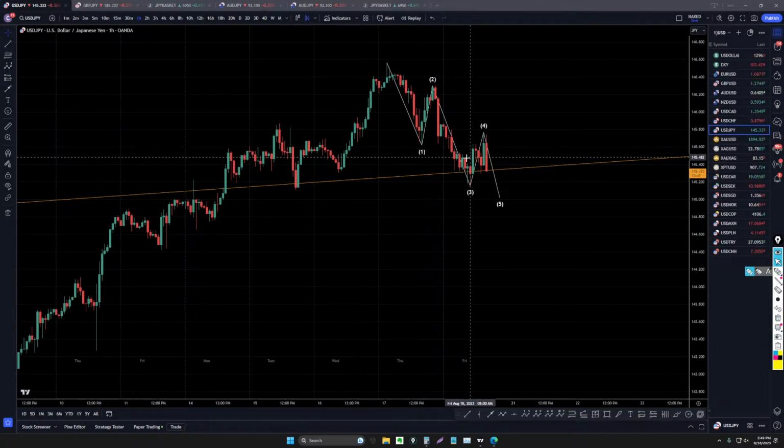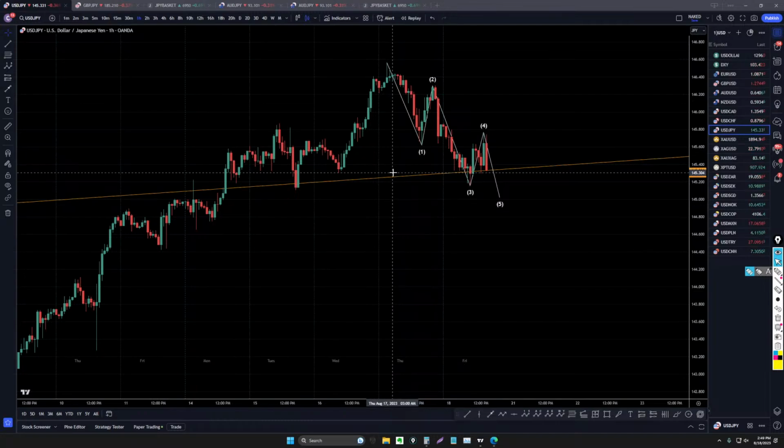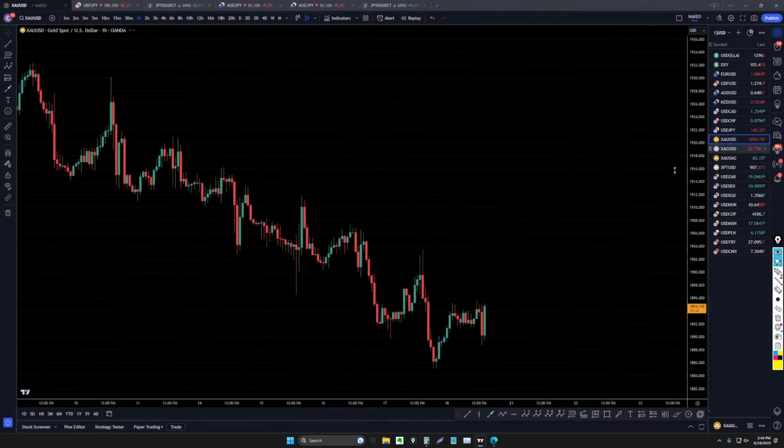So, yeah, that would be a good short too if you're a scalper, but if you're a little bit of a longer time frame trader, then that's probably not going to be a good opportunity for you. So, anyways, let's move on to gold.